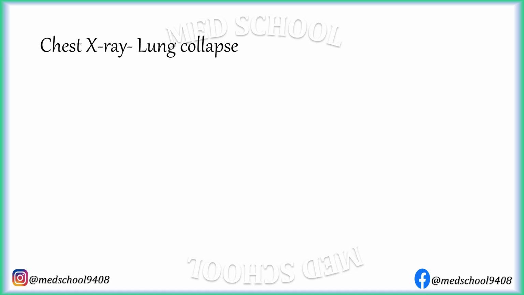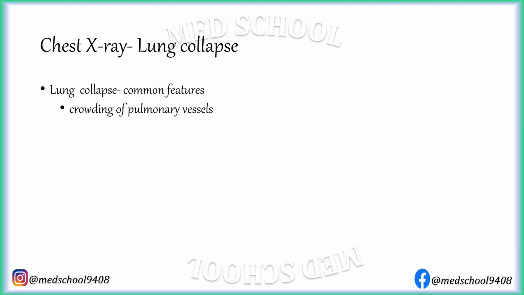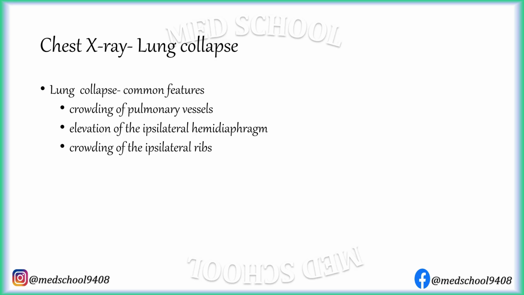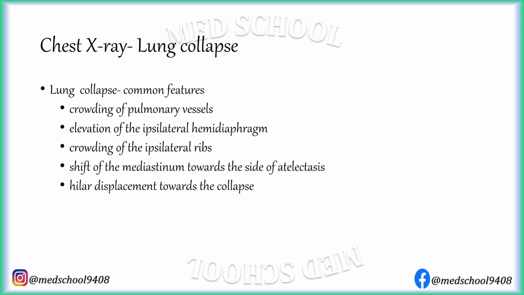There are some common features to both complete lung collapse and lobar collapse. As a collapsed lung occupies less volume, pulmonary vessels appear crowded. A collapsed lung exerts a pulling force on surrounding tissues. So, pull on the diaphragm causes elevation of the ipsilateral hemidiaphragm. Pull on ribs causes crowding. Pull on the mediastinum and hilum causes their displacement towards the collapsed lung or lobe of lung. Normal lobes or lungs hyperinflate as a compensatory mechanism.